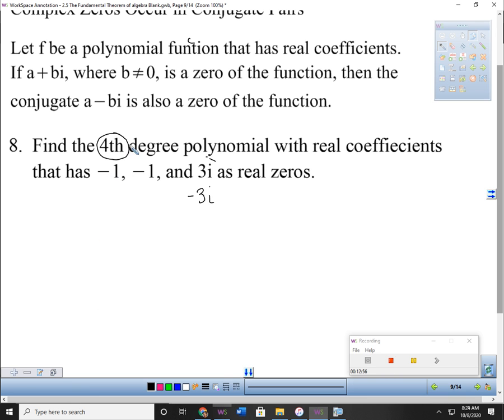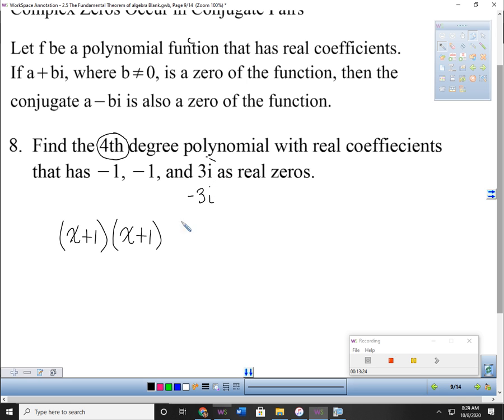So I'm going to write these, and we're going to work backwards, just kind of like we did when we get our answer, then we would write them as linear factors. So then we're going to multiply them together and go all the way back. So if I have -1, that would be x plus 1. And then I have another -1, so x plus 1.